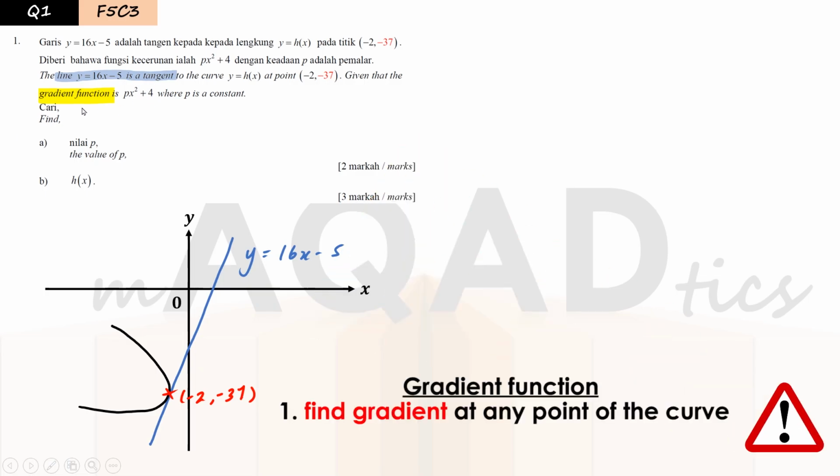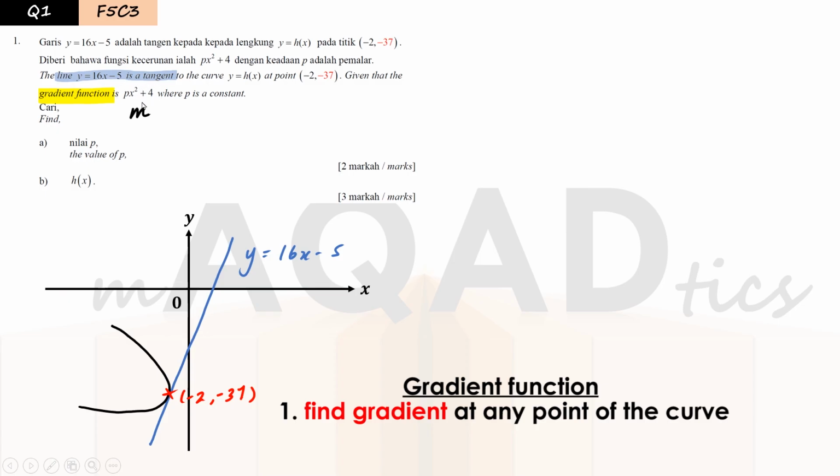So recall back, gradient function is the function that helps us to find the gradient at any point of this curve. For example, if I put -2, -37 inside this gradient function, I can get the gradient of this point. Essentially this value is m. m is the gradient that I've learned before.